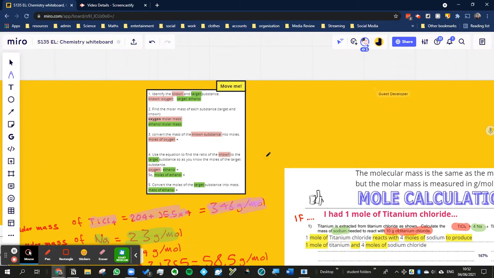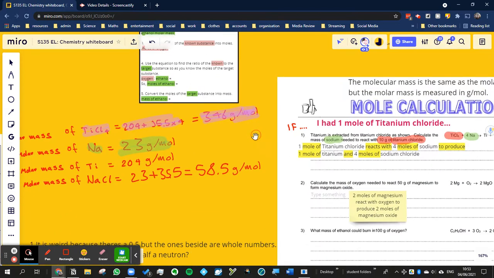So we know which one's the target, which one's the known, and we also know the molar mass of each one. The next one is to convert the mass of the known substance into moles. Well, if we know that 1 mole of titanium chloride is 346 grams, then how many moles would be 10 grams? Well, it's clearly going to be much less than 1 mole, because 1 mole will be 346 grams. We've only got 10 grams here. So it's going to be just a fraction of 346 grams.